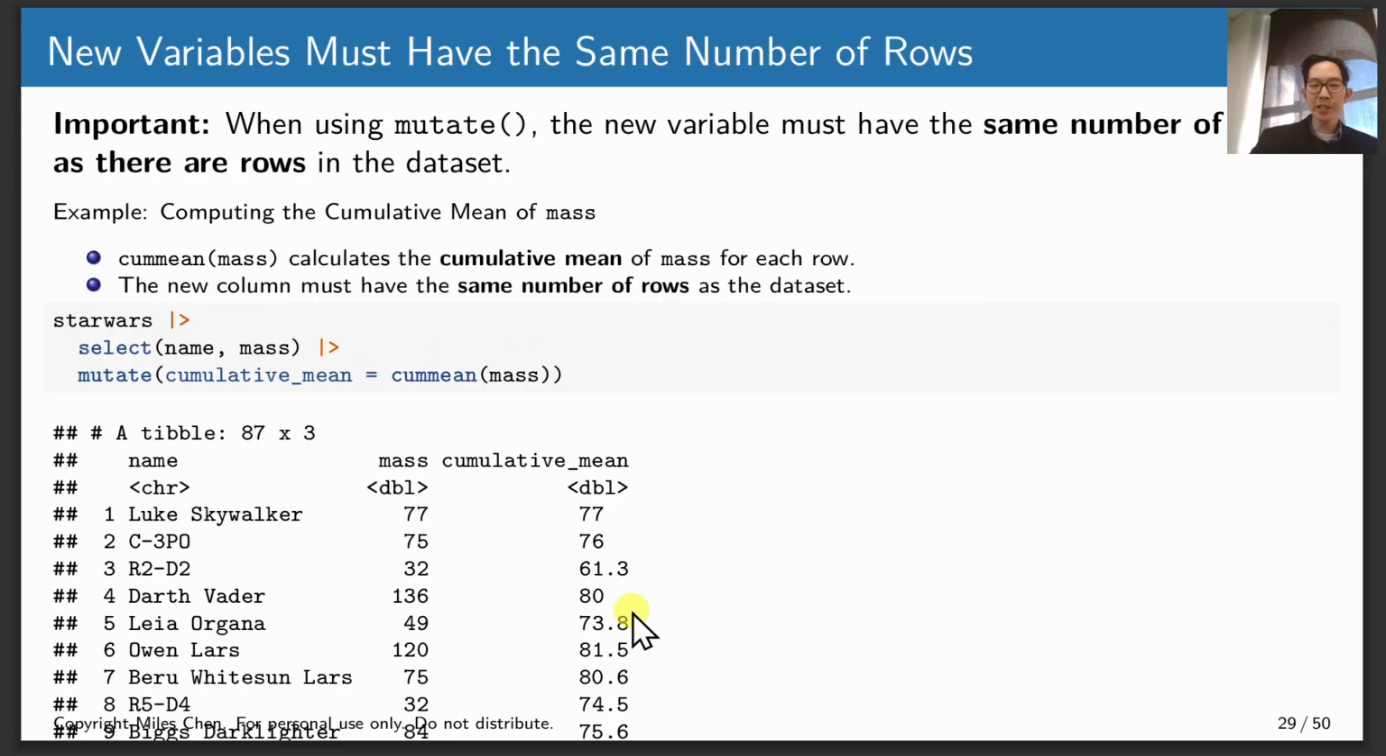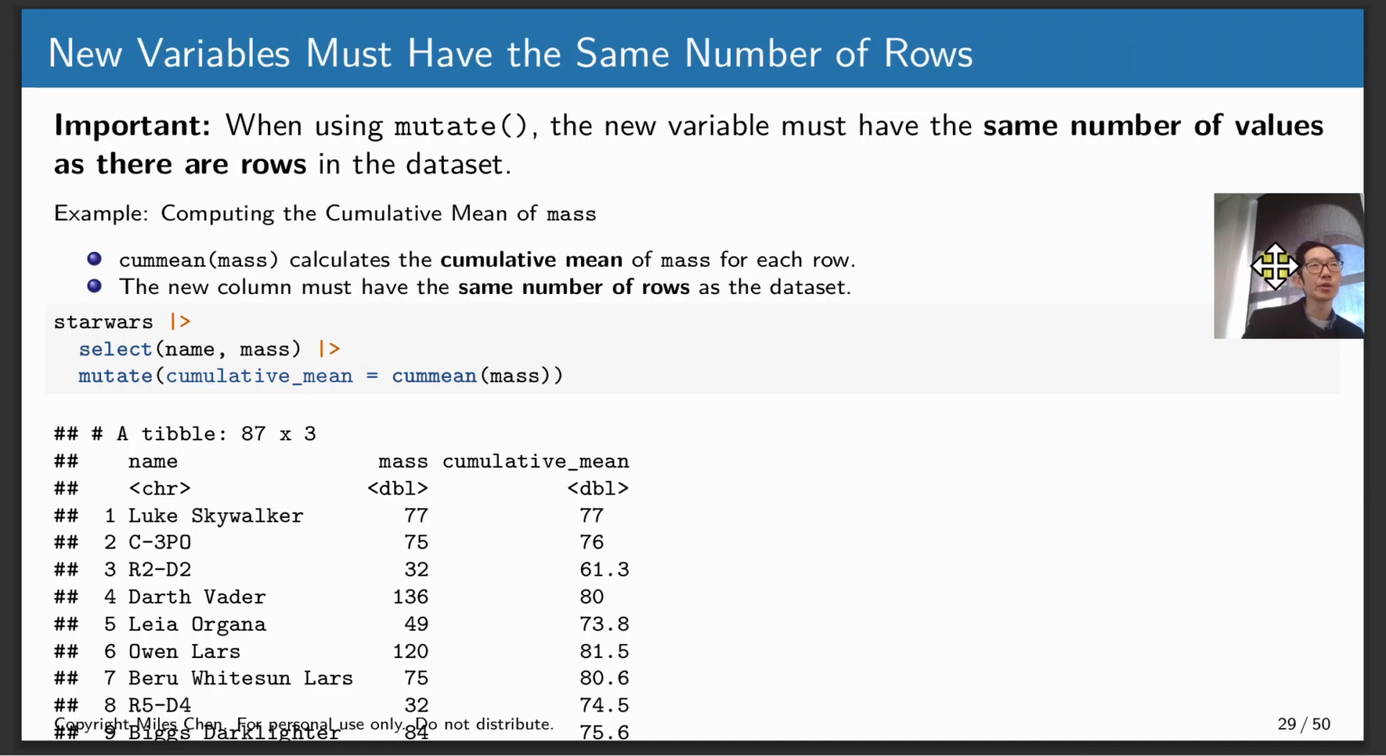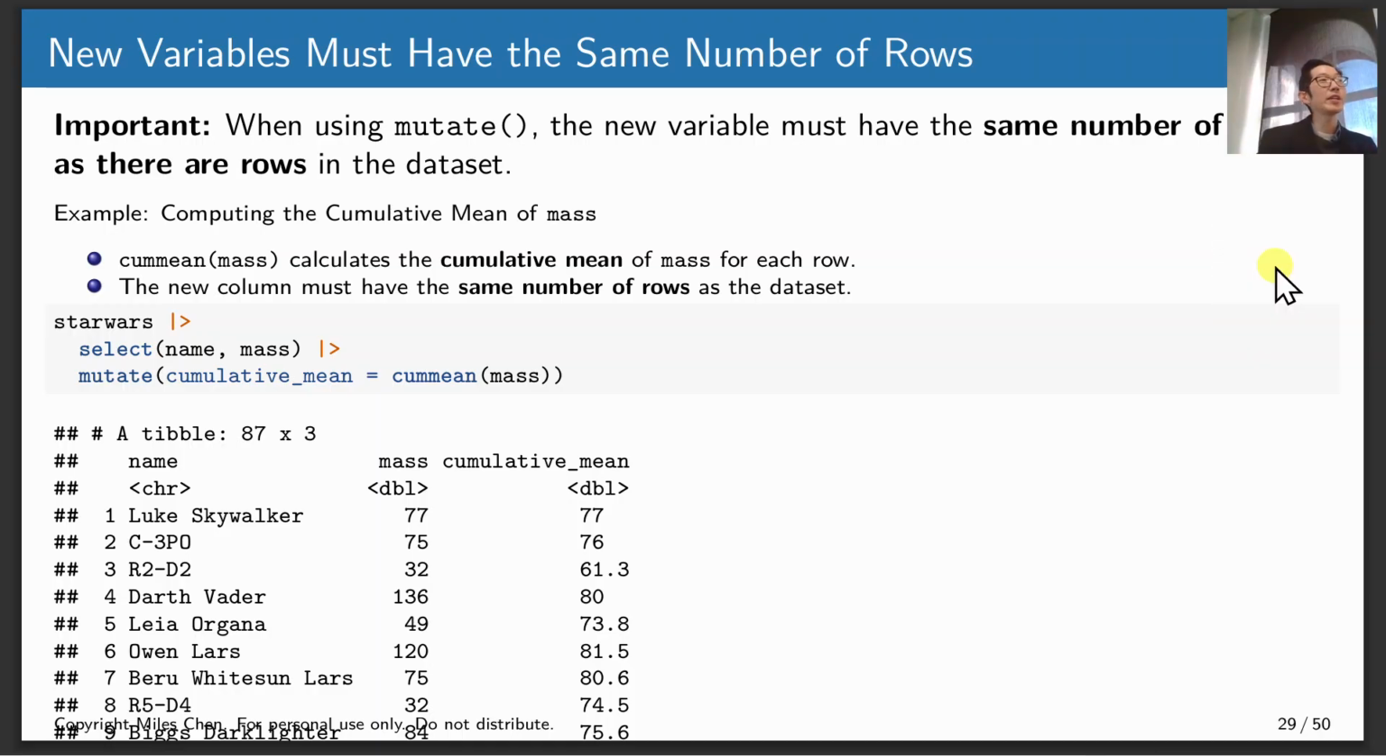Now, when you use mutate, the new variable that you create must have the same number of values as there are rows in the data set, because it's creating a new column. So if the original data set has 87 rows, that new column has to have 87 values. Otherwise, if your new variable only has 45 values, how do you pair that up with your data set that has 87 rows? So make sure the column you are creating is going to have the same number of values as rows in the data set.